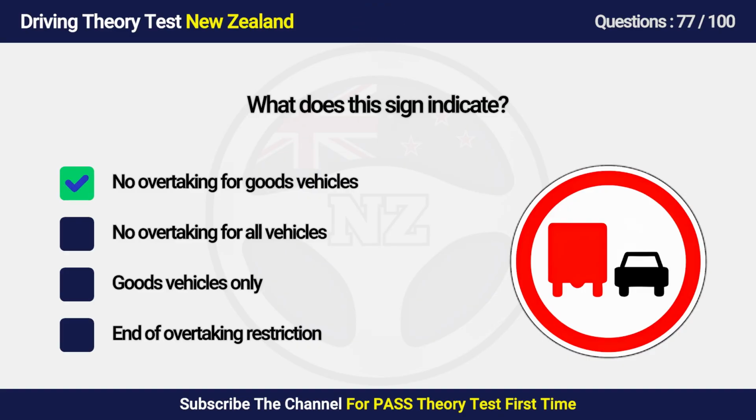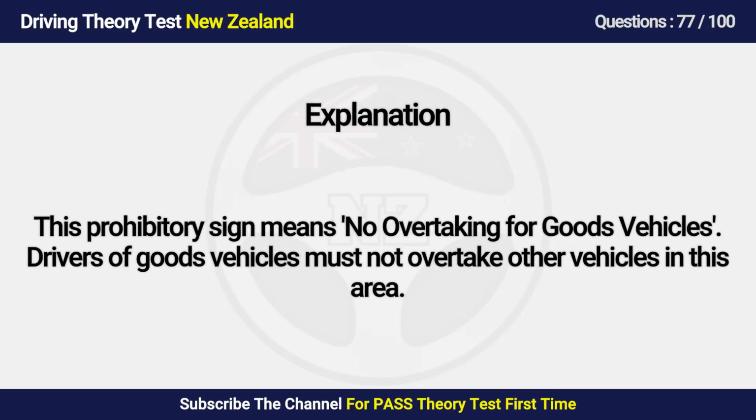Answer is A. No overtaking for goods vehicles. This prohibitory sign means no overtaking for goods vehicles. Drivers of goods vehicles must not overtake other vehicles in this area.